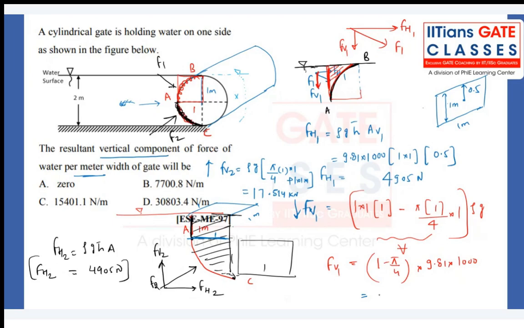You are getting 2.105 kilonewton. Now, my dear friend, you tell me, FV2 is the larger one that is acting like this. FV1 is the smaller one which is acting like this. So what about the resultant vertical force? Like this: FV2 minus FV1. And what about the value? 17.514 minus this previous answer. So you will be getting the net force as 15.408 kilonewton, or when you multiply with 1000, you will be getting approximately this C option.